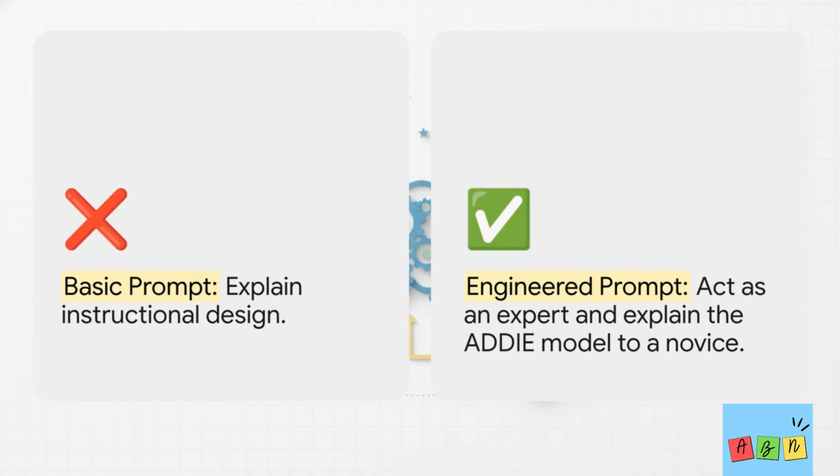But to really harness this smart tech, you need a brand new digital literacy skill, and that's prompt engineering. Think about it. A basic prompt just says, explain instructional design. And the AI, it'll likely give you a generic, kind of boring response. But an engineered prompt gives a role, a specific framework, a target audience, and a format constraint. Something like, act as an expert instructional designer and explain the ADDIE model to a novice corporate trainer using real-world examples. Giving clear instructions like that drastically improves the relevancy, accuracy, and overall usefulness of the AI's output.